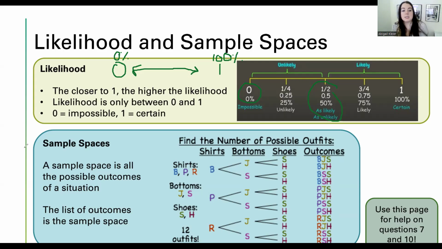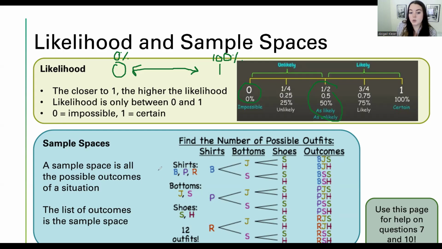Another thing that we discussed in this lesson was sample spaces. So sample spaces are all of the possible outcomes in a given situation. The list of outcomes is the sample space. So there is an example on the board here where you can see this person is choosing between 3 different shirts, a blue shirt, a purple shirt, and a red shirt.